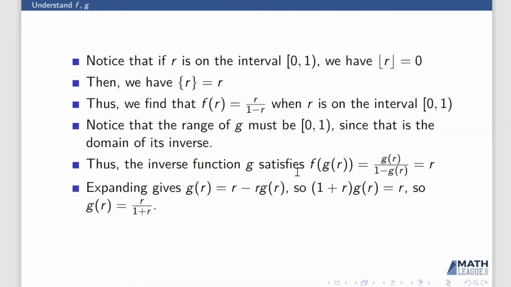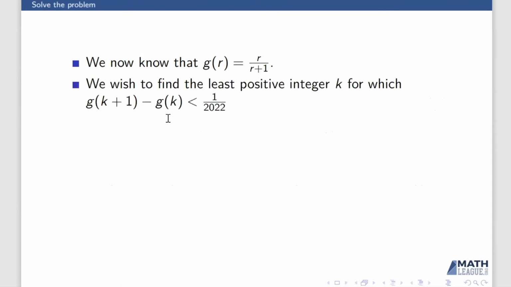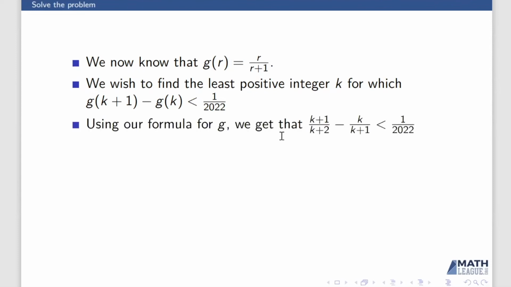So now we have a convenient equation between r and g of r. All we have to do is remove fractions, move all of the g of r's to one side and everything else to the other side, and solve for g of r. So we get this nice expression for g of r. Our next step is to basically solve the problem. If we remember what we want to do, we want to find the least k for which g of k plus 1 minus g of k is less than 1 over 2020. Now we already know what g is, so we can just plug everything in.